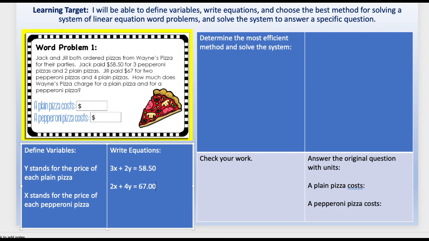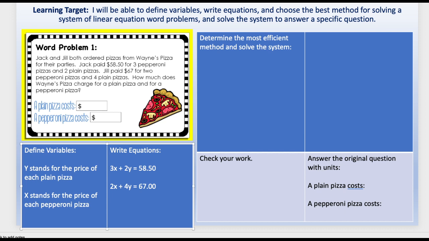To be completely honest with you, there is no wrong method. You could use graphing, you could use substitution, and you could also use elimination. You have to pick the method that makes the most sense to you and the method that works best for this particular scenario. So when I look at my two equations, I see right away that they are both written in standard form. Neither one of them is written y equals or x equals.